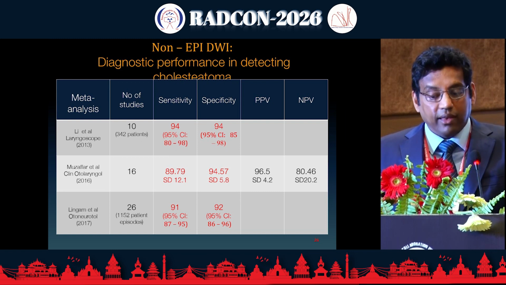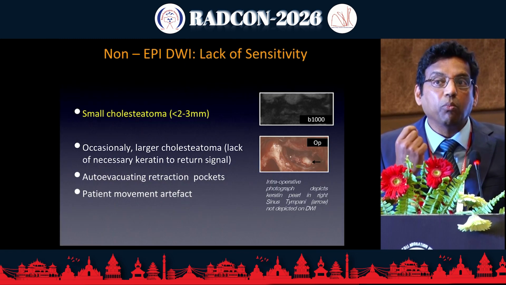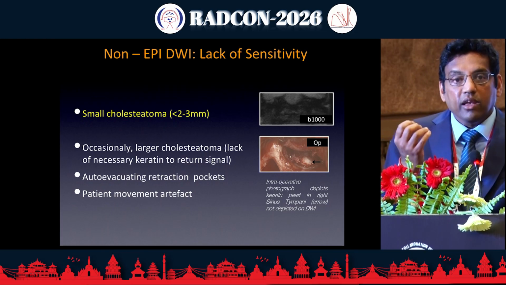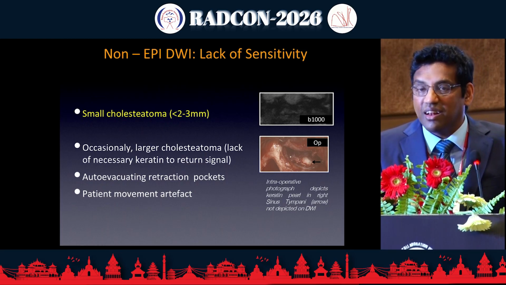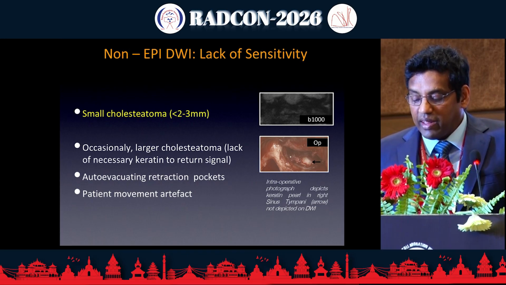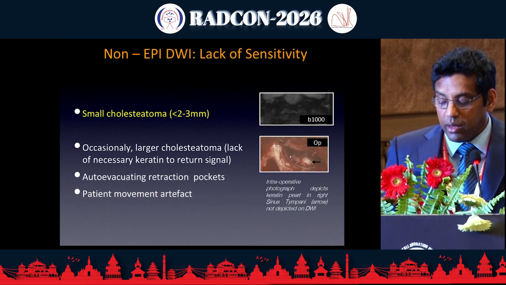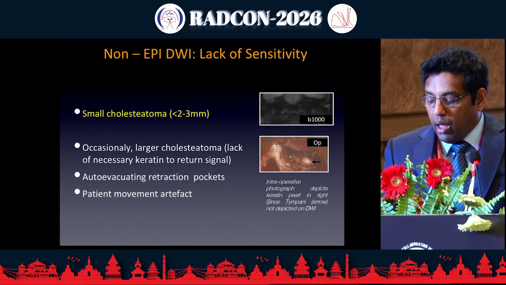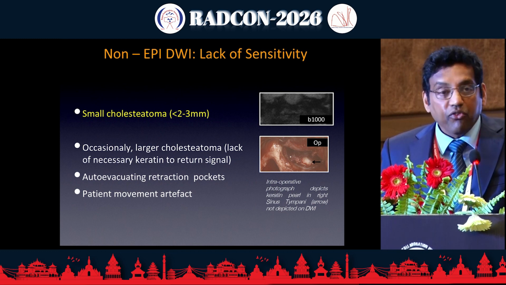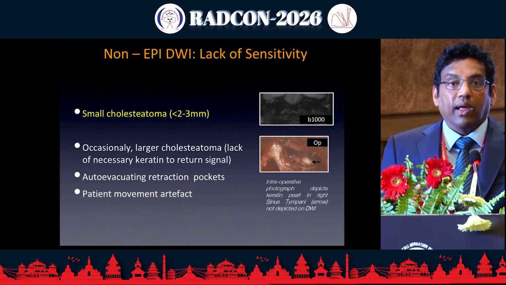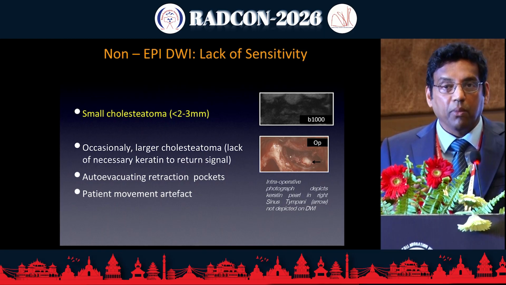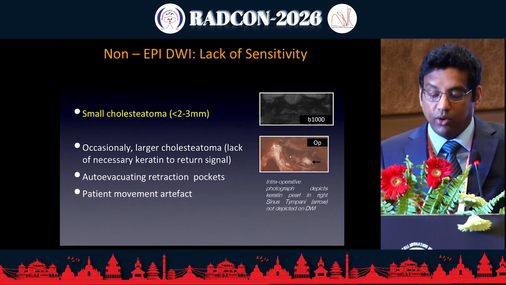The lack of sensitivity, the false negative, is mainly due to small cholesteatoma. Because when the cholesteatomas are less than 2 to 3 millimeters, they haven't got enough keratin to return the DWI signal. Therefore, you can have false negative scans, like here, negative for cholesteatoma, no bright signal on the B1000, and on surgery they found a small cholesteatoma pearl less than 2 millimeters. So that's the main reason for lack of sensitivity. So if you have a negative scan, you can say, okay, it's highly likely there's no cholesteatoma, but we can't be 100% sure there's no cholesteatoma.